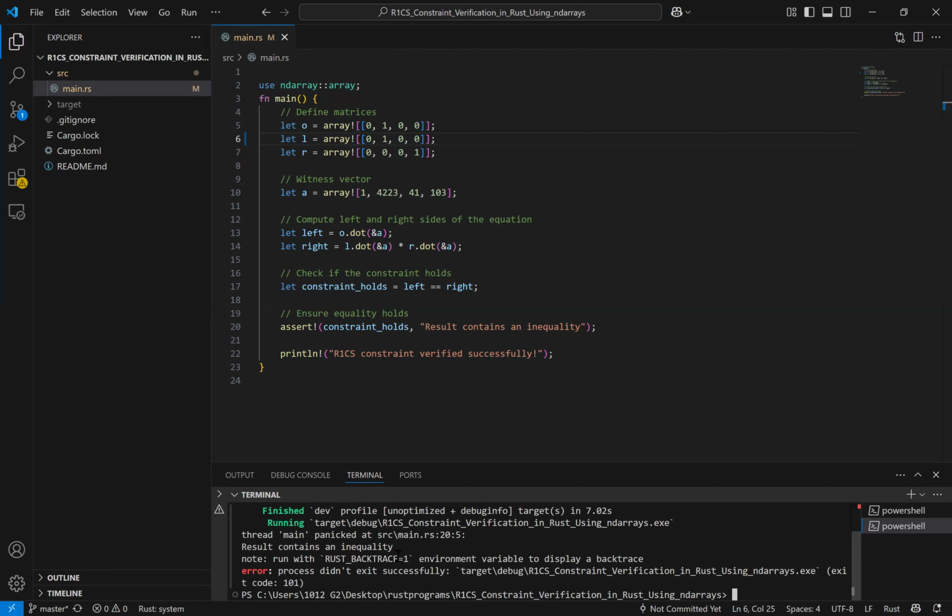Okay, so it did not accept it. It says the result contains an inequality, and there's an error here. Process didn't exit successfully. That means that although we have the equal sign, the left side and the right side are not equal. The left side and the right side are not equal. So if we return it the way it was, let's again see what it tells us.